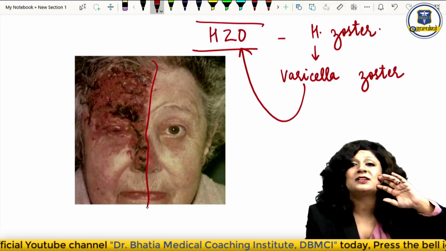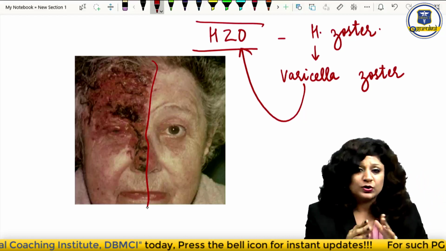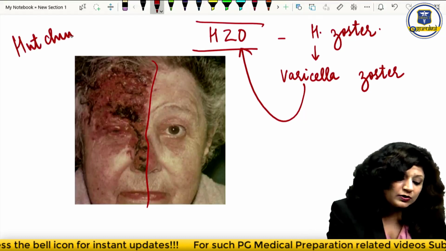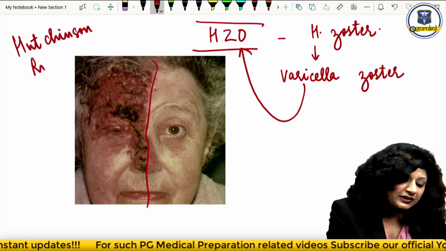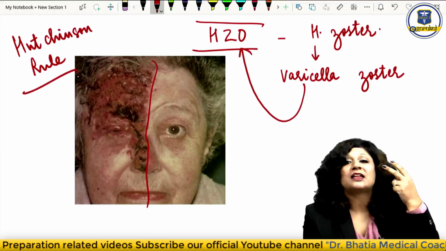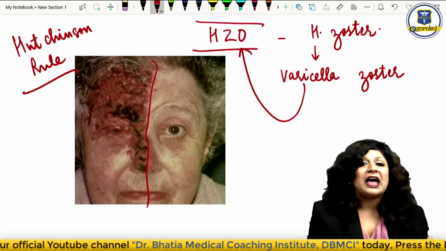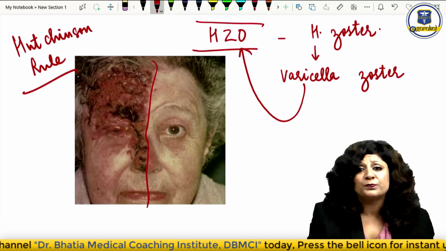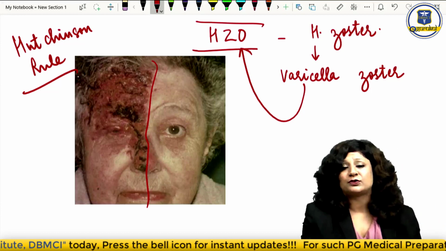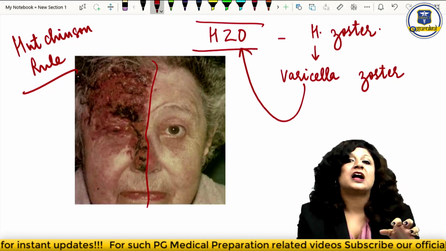That means ophthalmicus has already occurred. So this is now called the Hutchinson Rule. The Hutchinson Rule says that whenever the tip or the side of the nose is showing eruptions, ocular complications will definitely develop, and most of the time this holds true. Though it is not foolproof, most of the time it holds good, and we as ophthalmologists use this rule to decide when to start the treatment.